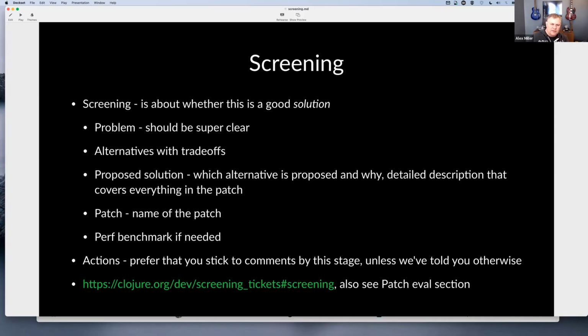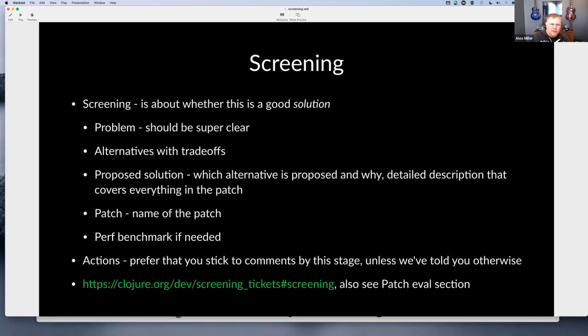Screening is really about whether it's a good solution. Once you get into screening, I would request that you have a lot more communication with Focus and me, because things in screening are things that we are actively looking at. So if you are going to be making a lot of changes or think something really needs to be changed there, please make comments or talk to us in Slack or something like that, so that we can make sure you're not overlapping with what we might be actively working on.